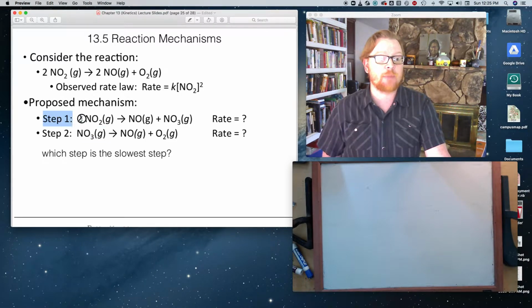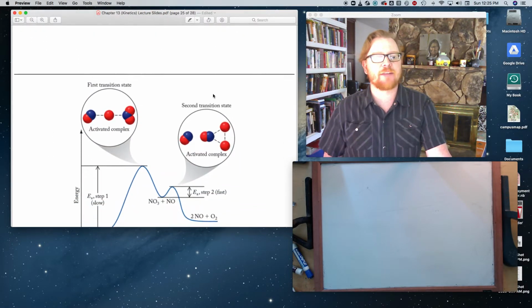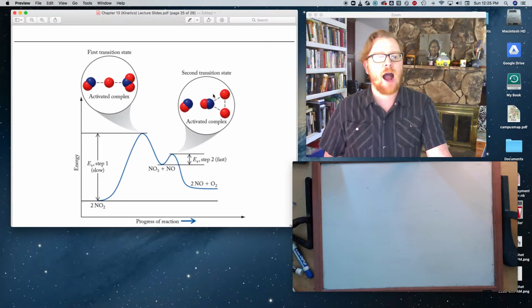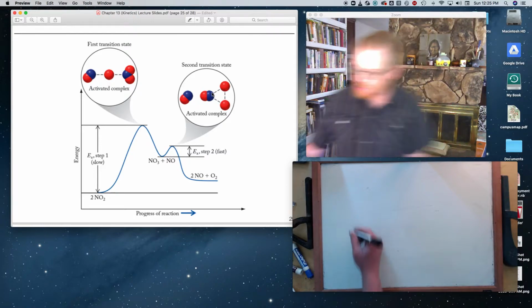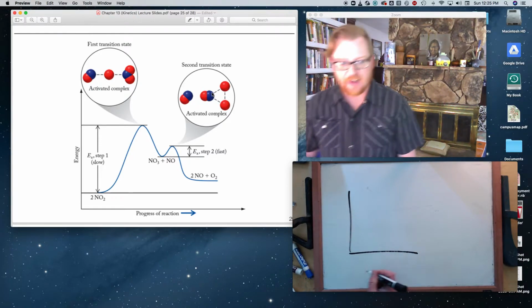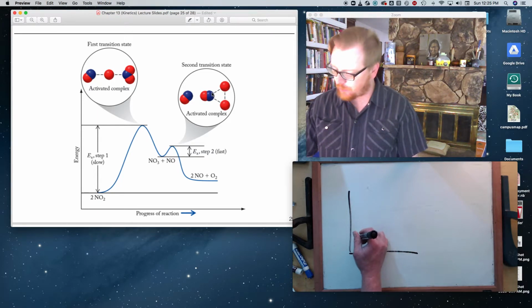So this step number one has to be the slowest step because its stoichiometry is consistent with the observed rate law. Okay? And so what we would see from an activation energy point of view, so you can actually work out a mechanism from this activation energy graph. And remember we talked about these kind of graphs last time. And so this is an endothermic reaction.